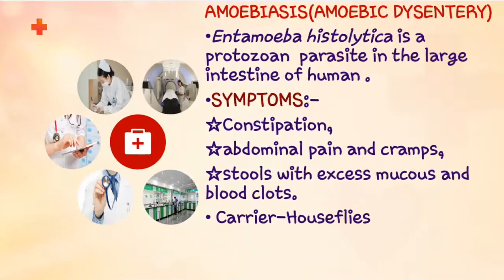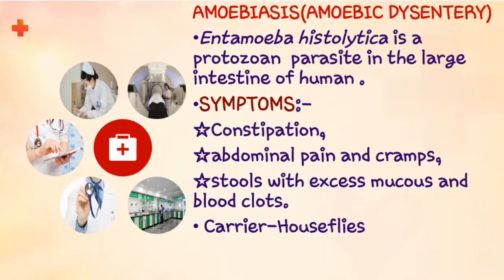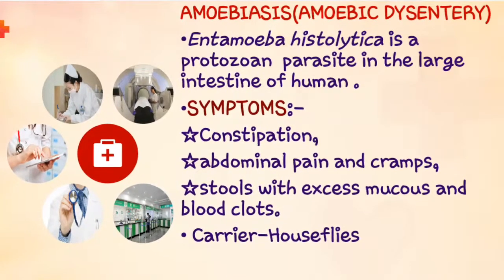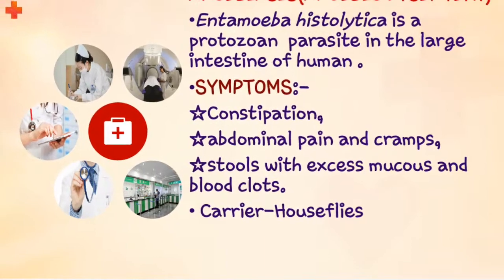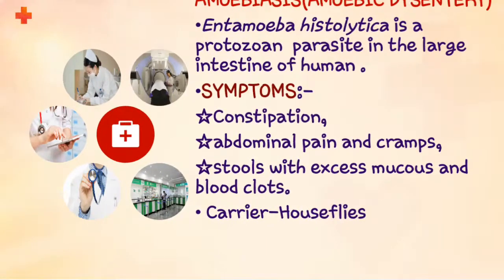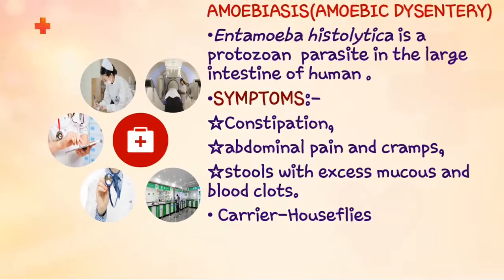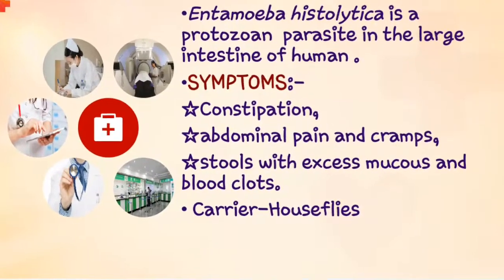Next disease is amoebic dysentery. It is a protozoan disease caused by Entamoeba histolytica in the large intestine of humans. Symptoms include constipation, abdominal pain and cramps, etc. Mechanical carriers are houseflies that transmit the parasite from feces of an infected person to food products and contaminate them.